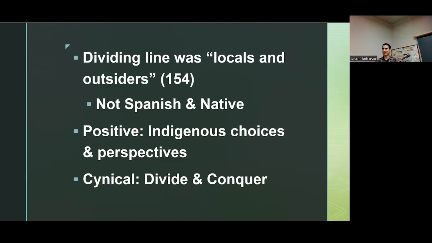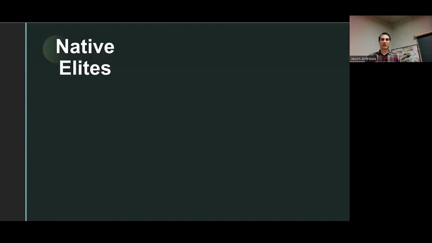The positive spin is that people are able to be autonomous, independent. The cynical spin is that it's a method. It's the classic method of colonial rule: you just keep people dividing and squabbling amongst each other. You keep them divided into those little Republicans and little Democrats fighting each other, and then you never have true systemic change. You just keep rerunning the same election over and over.